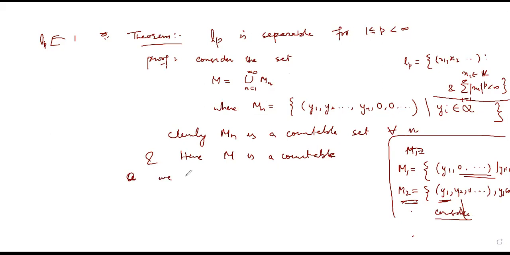we show that M closure is equal to LP. ठीक है, हम दिखाएंगे ये. अगर मैंने दिखा दिया तो इसका मतलब it is the closure of a countable set, then LP जो होगा it would be a separable space. Okay, we show that.